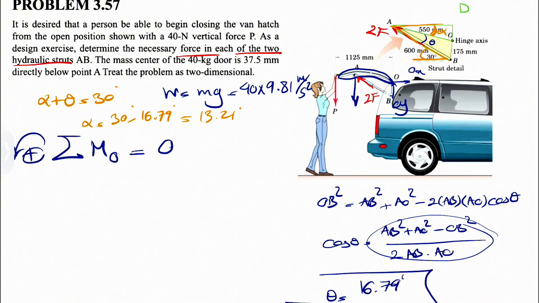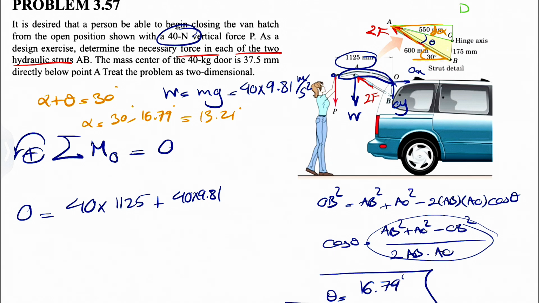So we're going to have the moment of force P, which as we can see is counterclockwise. So 0 is equal to the moment of P. We know our P is 40 newtons, so 40 times the distance from here to O, which we know is 1125. We're going to have the moment of the weight in here. This one's also counterclockwise, so plus 40 times 9.81. The distance would be basically the 80 that we found in here. So we call this point D, and what we are interested in is this distance. We can call it 80, and for finding the 80, now that we have alpha, it's pretty easy.